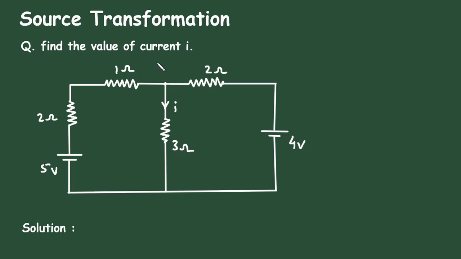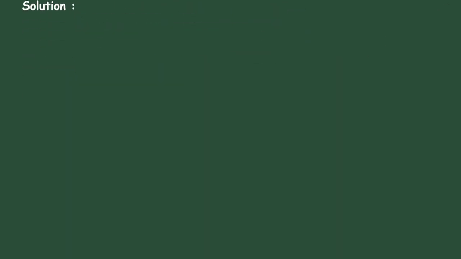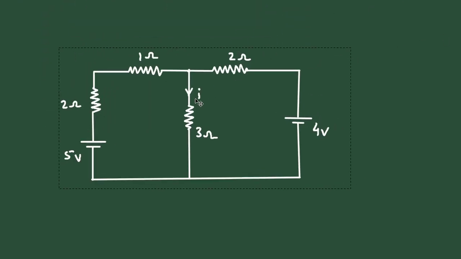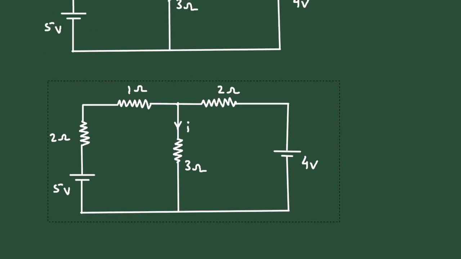Source transformation. Question: find the value of current I by using the source transformation technique. Solution: as we can see, this 1 ohm and 2 ohm are connected in series, so it will be a single resistor of 3 ohm. So let's make it a single resistor of 3 ohm.